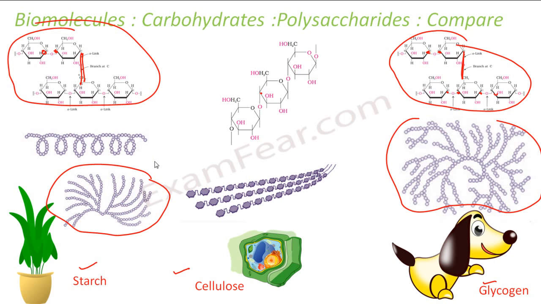Cellulose is more in the plant cell wall, so it's called cellulose; I think that's how the name came, though I'm not very sure. Glycogen is mostly in animals, also called animal starch, because it is almost similar to starch, but the only difference is that it is in animals and it is more branched.